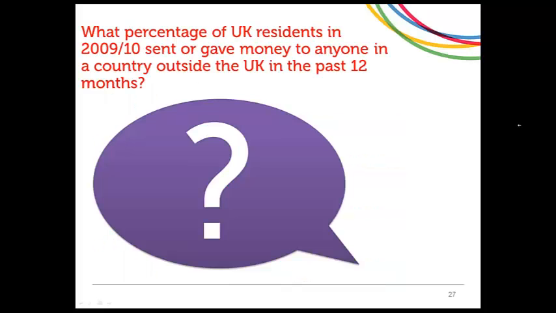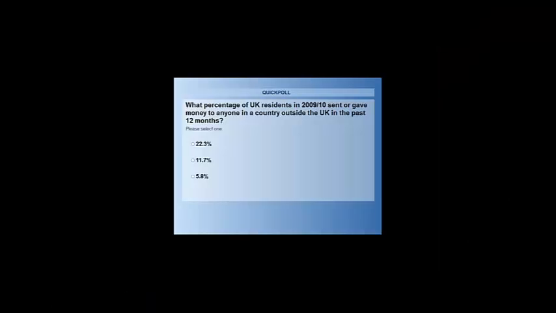It's time for our last poll. This time the question is, what percentage of UK residents in 2009 or 10 sent or gave money to anyone in a country outside of the UK in the past 12 months? And you have the 3 possible answers on your screen. So it seems 47% of you have chosen the answer 22.3%, 33% have chosen 5.8%, and few have chosen the third answer. Well, the correct answer is 5.8%.